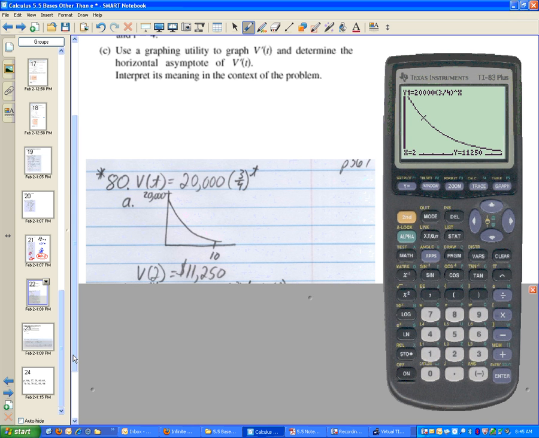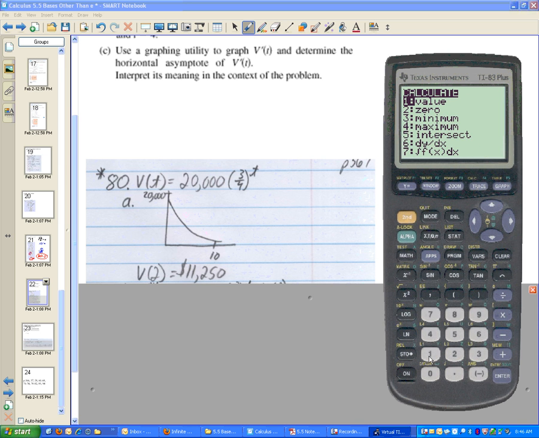The pain's only begun because it looks like it's going to go. I wonder what it's worth after 10 years. Is that part of the rest of the problem? No. Second calc, value, 10 years. It's worth a little over $1,000.